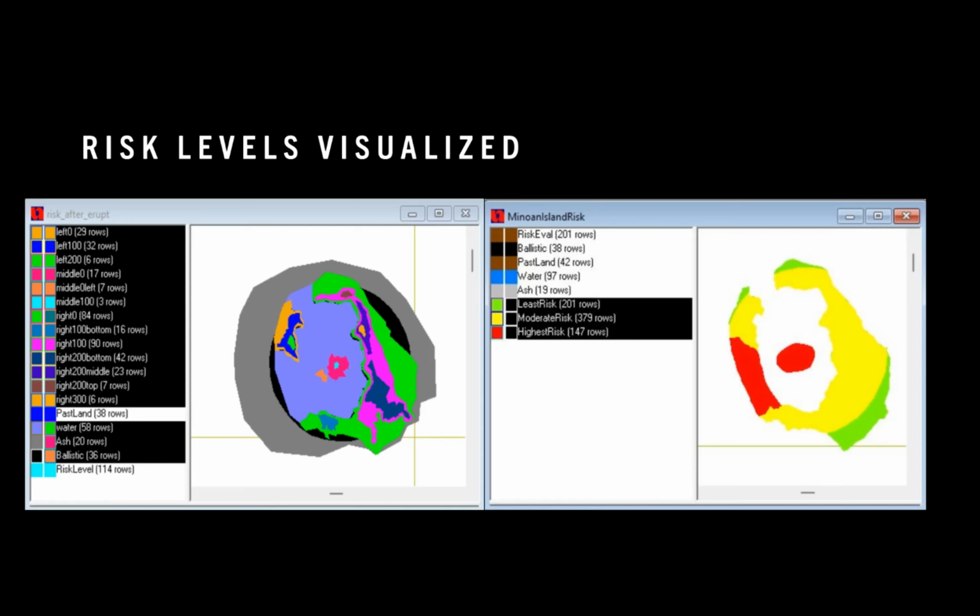To visualize this with our previously created contour map, we can see how this might have occurred, with the ballistic blocks in the radius, and the water, and the ash. Simplifying this into a 2D model, we can see that the green on the island were the areas only affected by ash, the yellow were the areas affected by ash and ballistic blocks, and the red were the risk level 6s, or the water, ballistic blocks, and ash.